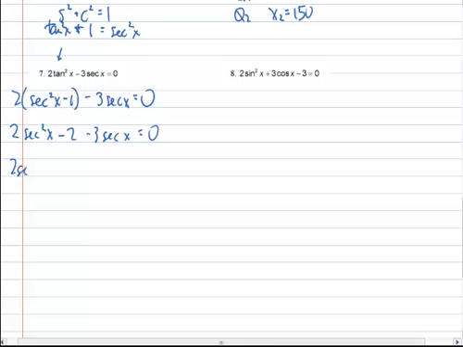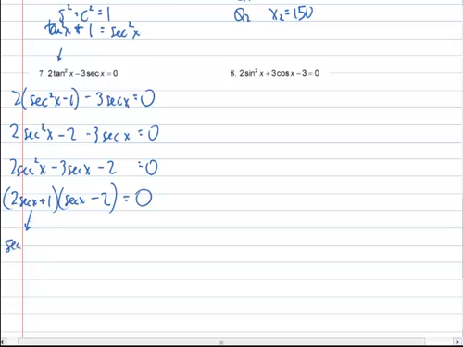Now we just write out our trinomial. We do our factoring. So we have 2 secant of x, secant of x, this will be minus 2, and this will be plus 1, and that results in the correct factors, so that's set to 0. From this equation, I have secant of x is equal to -1/2. That means cosine of x is equal to -2, which has no solution.